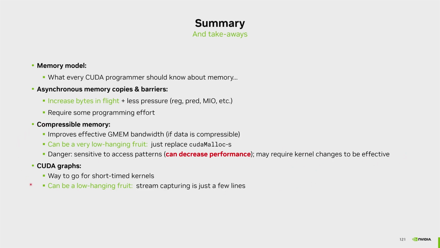And I finished with CUDA graphs, which is essentially the way to go for short-running kernels. Again, it can be a low-hanging fruit, because stream capturing is just a few extra lines of code. However, if you want more detailed control, you need to use the explicit API, which is more complicated.